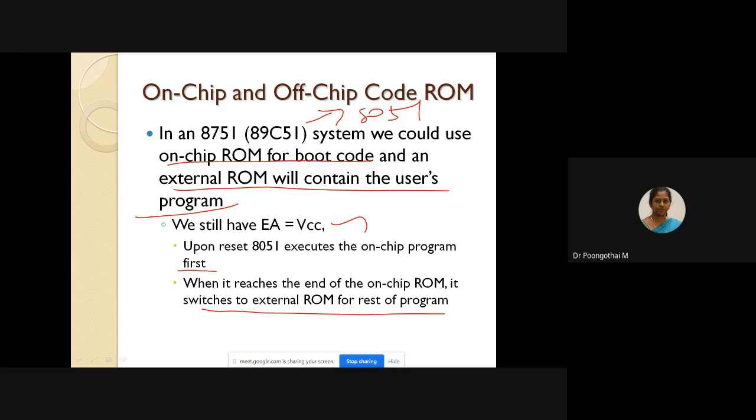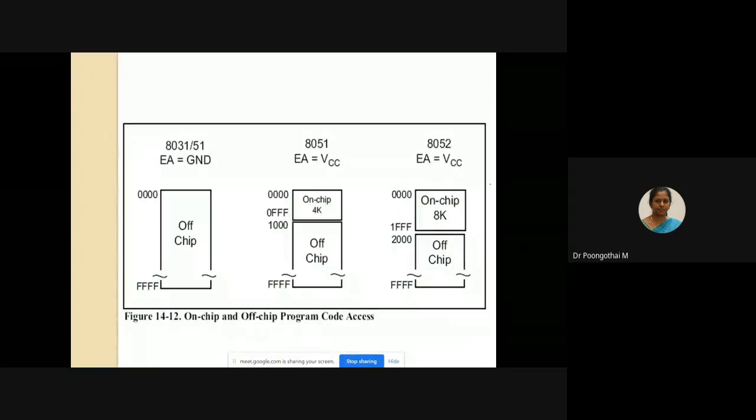The 4K is completely utilized for storing your boot code, and your external memory will be utilized for storing your user program. So in that case, your EA should be connected to VCC. So upon reset, your 8051 first executes the on-chip program. That is, it will execute boot code for initializing all your peripheral devices. When it reaches the end of the code, it automatically switches to the external ROM for executing the rest of the program. Okay. So this diagram clearly explains your on-chip and off-chip program code access.